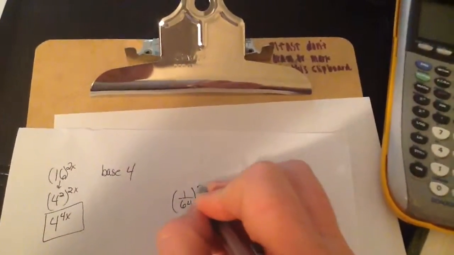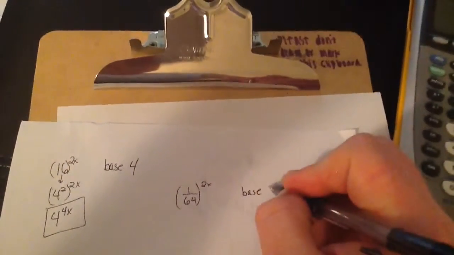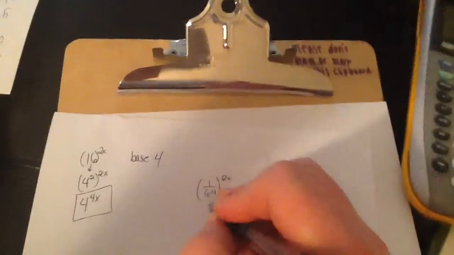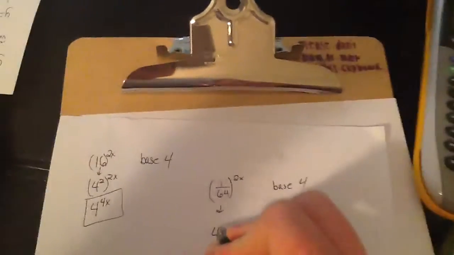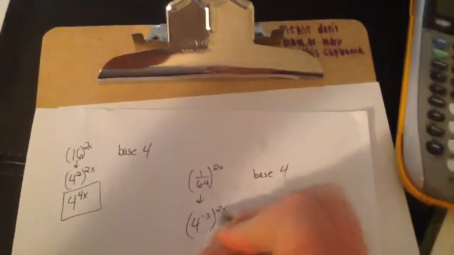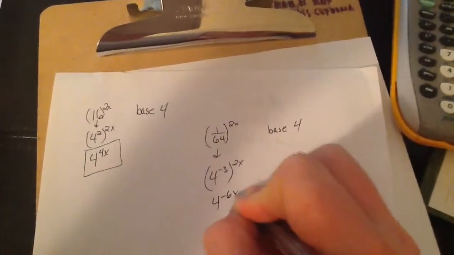Or they'll have some fraction ones that'll say like, let's see, I'll do like a crazy one. Like if you had 1/64 to the 2x power, and rewrite that with a base of, let's go 4. So you have to change that to have a base of 4. Well, that's no problem. 4 to what power gives me 1/64? Well, 4 to the third gives me 64, so if I want 1/64, I'm going to flip it, so it's 4 to the negative third power. 4 to the negative third is the same as 1/64. That's to the 2x power. Boom, just multiply those. You got 4 to the negative 6x power.